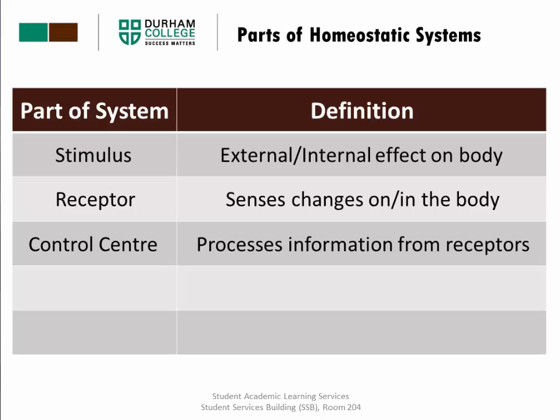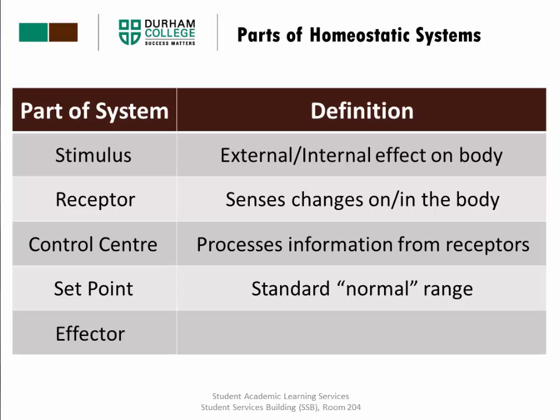The control center. This is what processes information from the receptors. The set point. This is the standard or normal range that the control center compares to. And finally, the effector, which causes changes on or in the body.